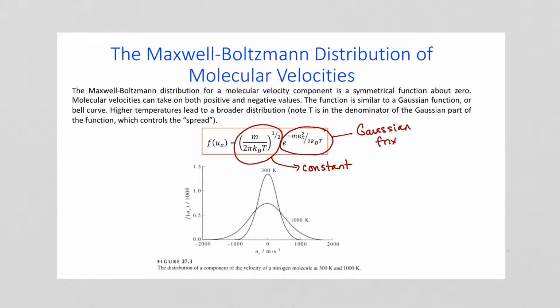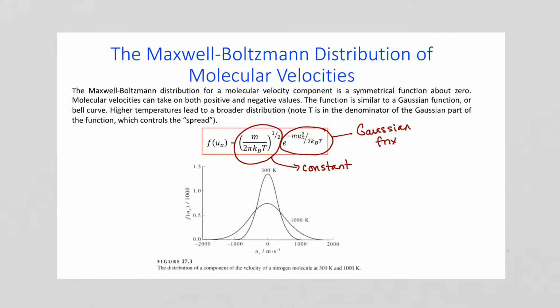Okay, so here we're seeing that everything's centered at 0. We're talking about velocities, so our molecular velocity component there can take on both positive and negative values. That's a distinct feature when we're talking about the velocity components of our distribution.